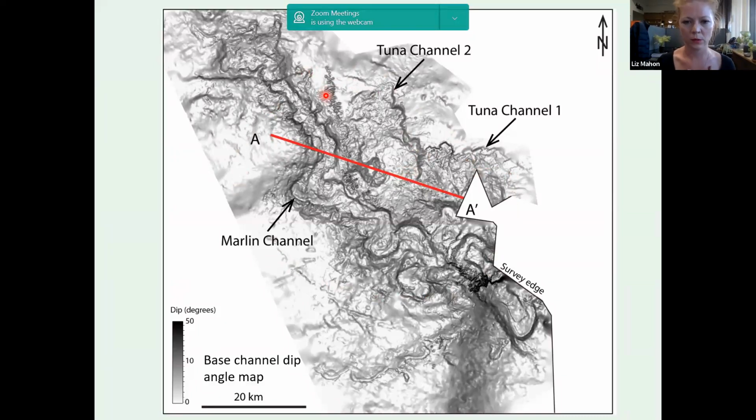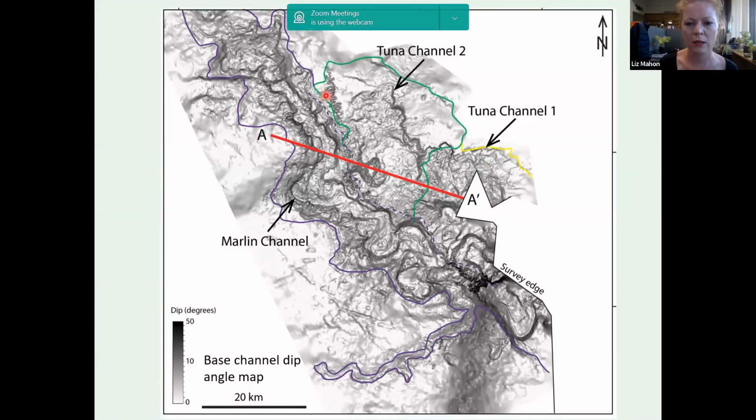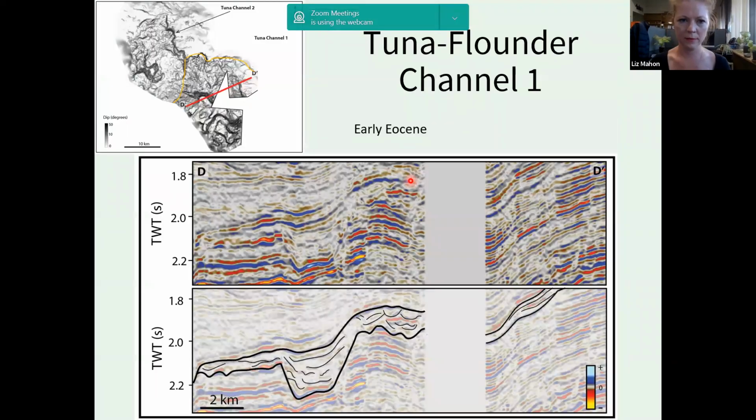The goal of this was to measure the maximum areal extent of these erosive features. Using this dip angle map and seismic intersections through it, we were able to map the maximum areal extent and also get really lovely details about the way these channels formed. You can see some really nice meanders and quite a bit of detail in the base of those channels. So we're going to look at a bit of seismic now.